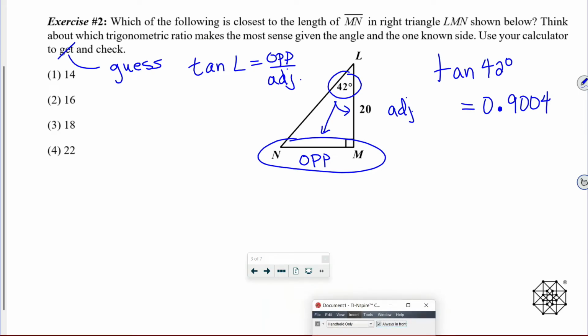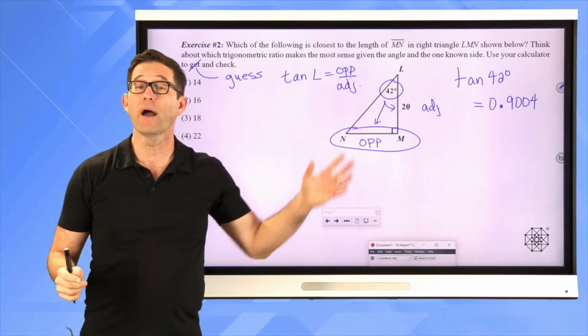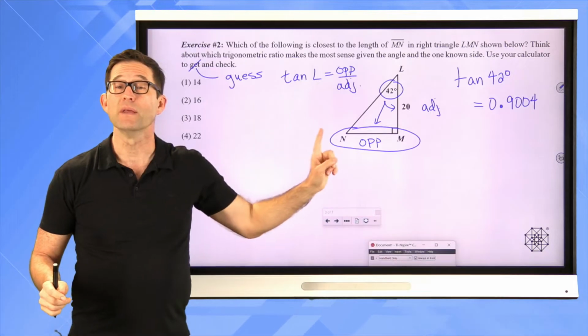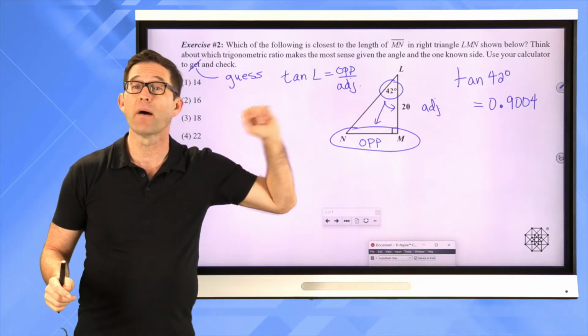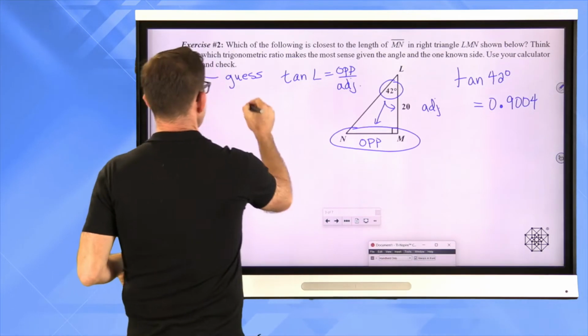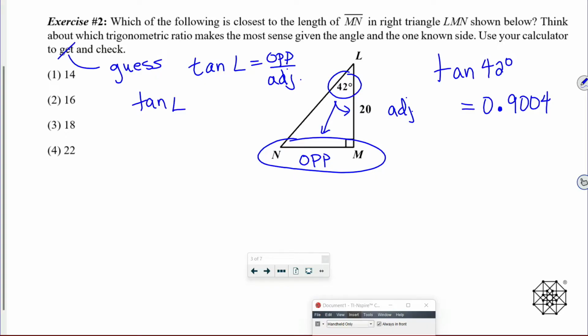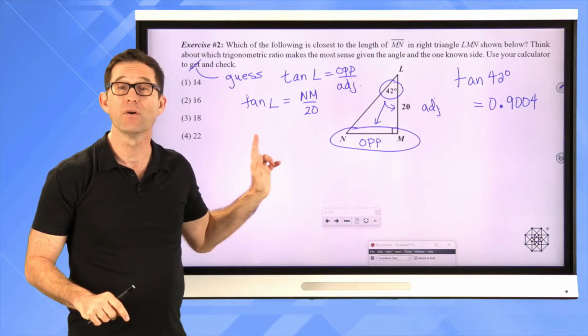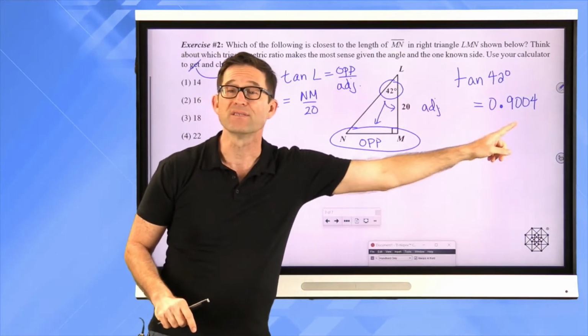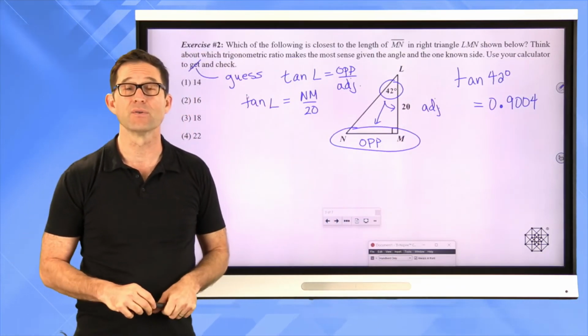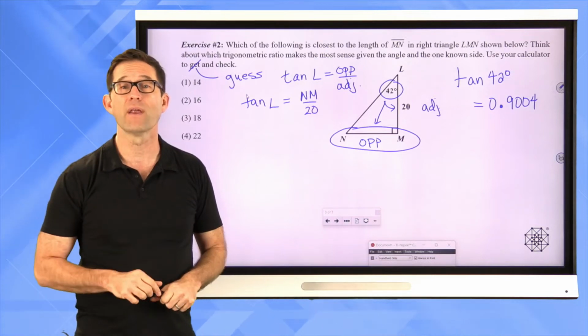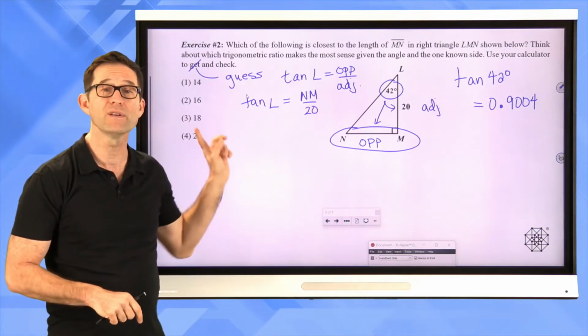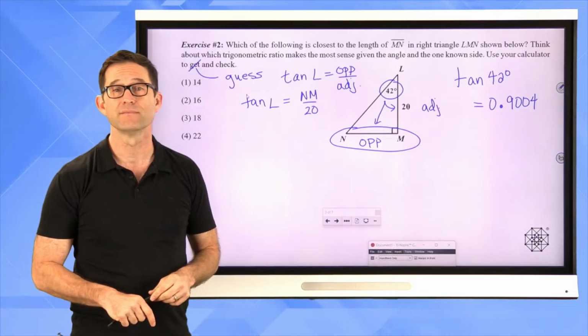Okay. Now keep in mind the tangent of that should be equal to NM divided by 20. So the tangent of L should be NM divided by 20. So the question is, which one of those choices for NM will get us a ratio that is closest to 0.9004? Pause the video now and see if you can figure out which of these choices makes the most sense.